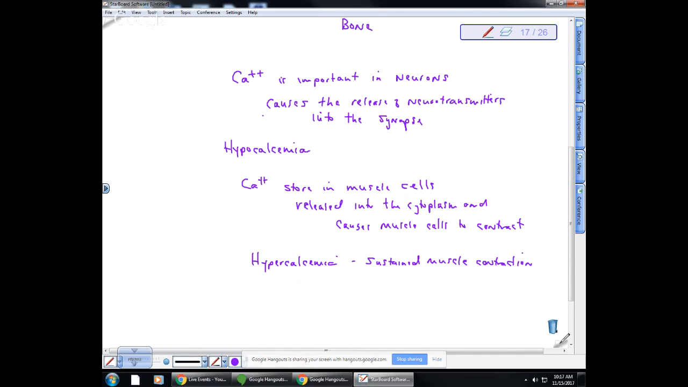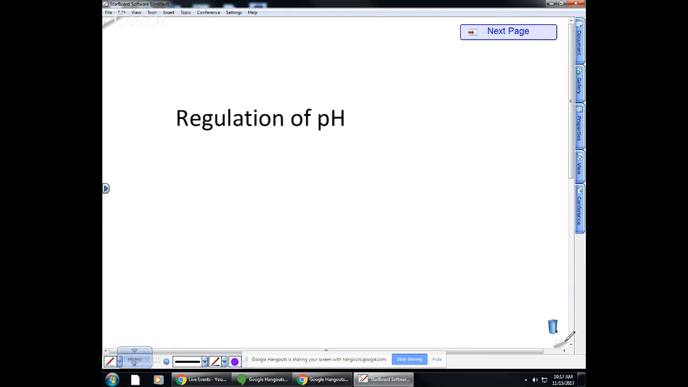Okay. So that's the last electrolyte that I want to talk about. But before we finish this chapter, we're going to talk about pH. So if you remember, pH is a measure of the concentration of hydrogen ions. So H with a positive, that is a hydrogen ion. And it is a scale from 0 to 14.